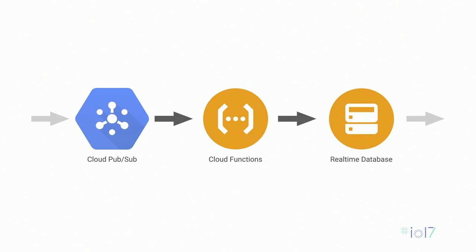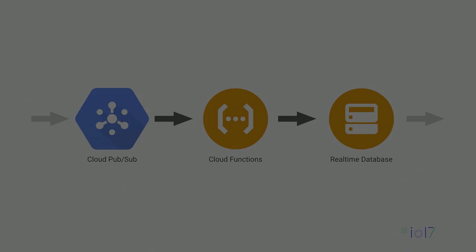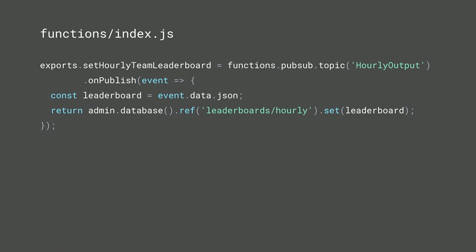So this final function here is going to look like this. A little bit different since we're now listening to a PubSub topic. This is the exact same topic that we published in Dataflow, and this will be triggered on every message that we get. And then we're going to just be writing back to this leaderboard using the same admin database reference that we had from before.